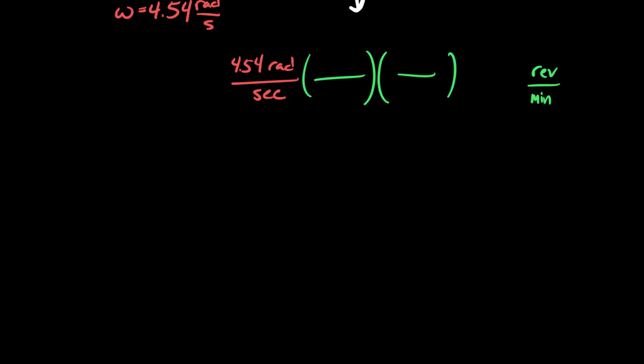Now, I just need to pick one to convert first. So let's pick the radians. To convert radians to revolutions, the first thing I realize is radians is in the numerator. So in my multiplier, I put it in the denominator. I want the radians to cancel.